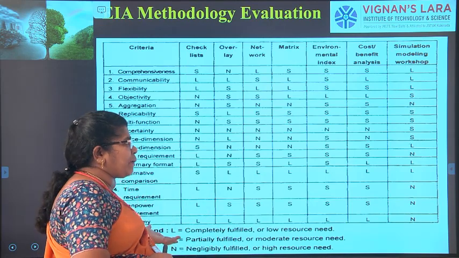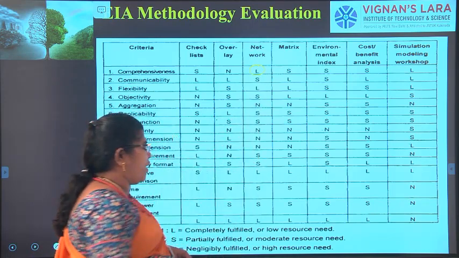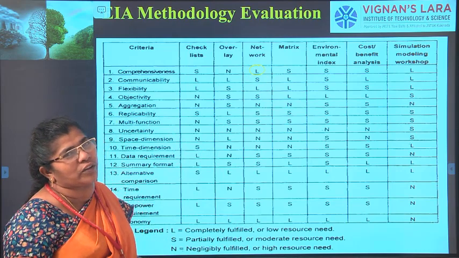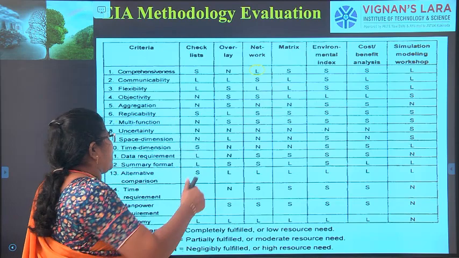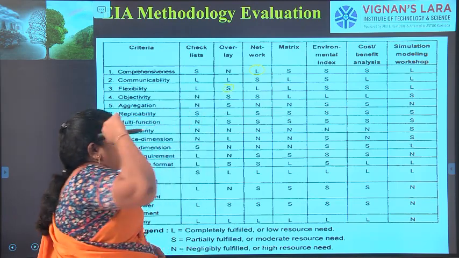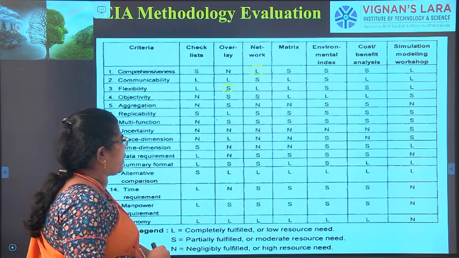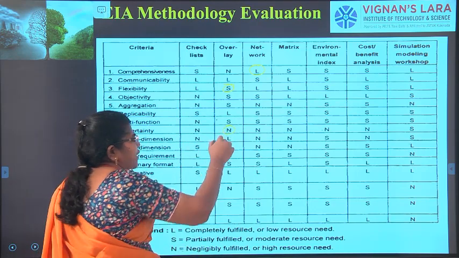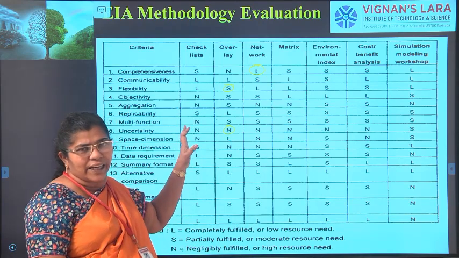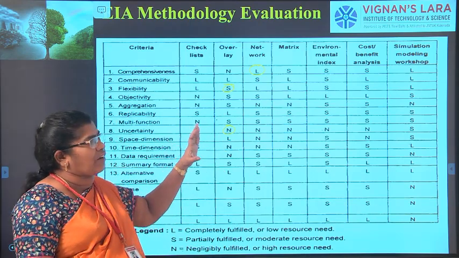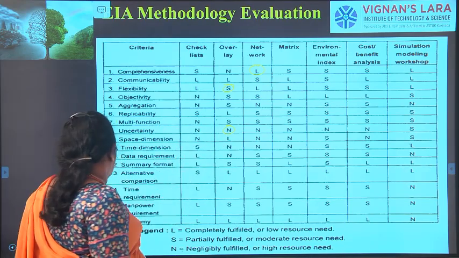If it is having a completely fulfilled report, meaning largely fulfilled, then only low resource data is necessary. If it is a medium, then we call it small, right? So where the partial data is necessary. When we go in for a negligible or no, then we need a very large resource data. So this I will again explain clearly after completing all the methods.